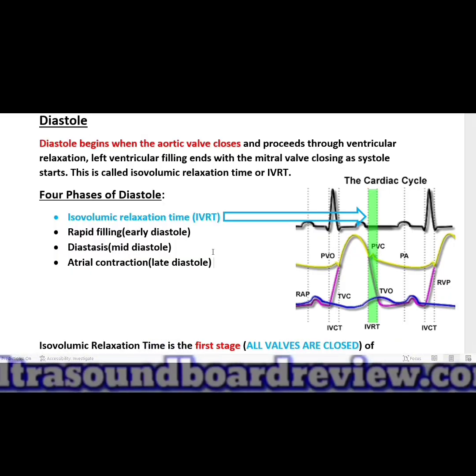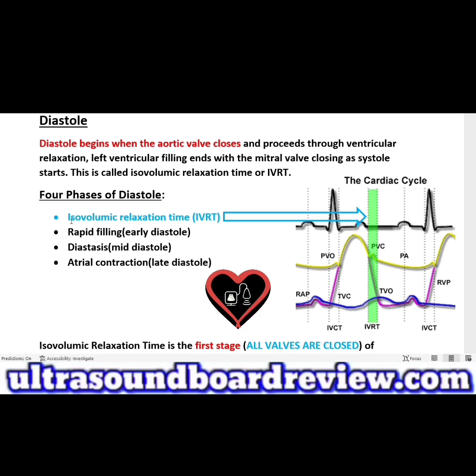So there's 4 stages of diastole. The first stage is called the isovolumic relaxation time, or the IVRT. This is going to start right after your T wave on your EKG, which is the end of systole. Or you could say it starts at the end of the ejection time.